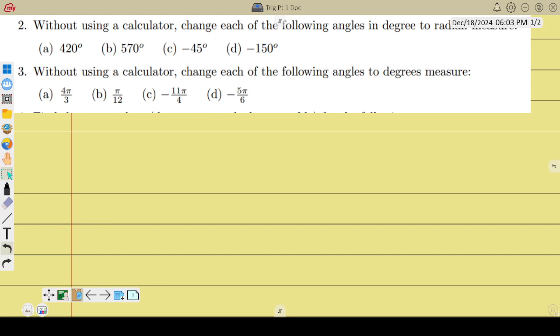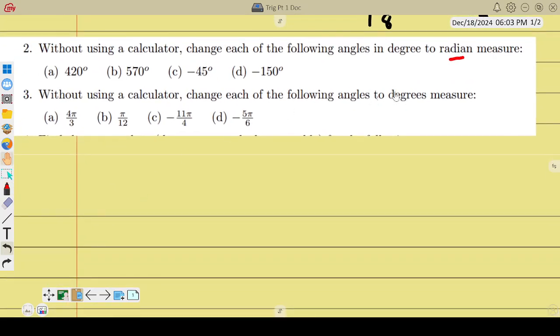So here are our questions. I want to answer question 2 and 3 of the tutorial sheet. Without using a calculator, change the following angles to radian measure. So this is our question.